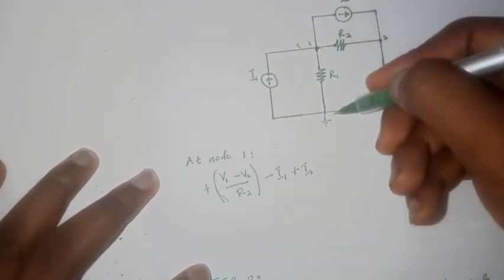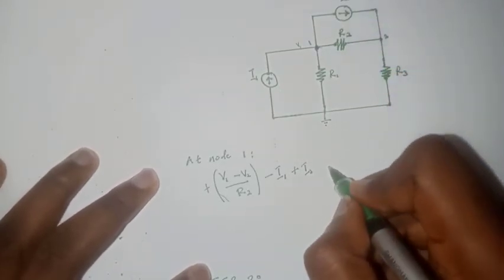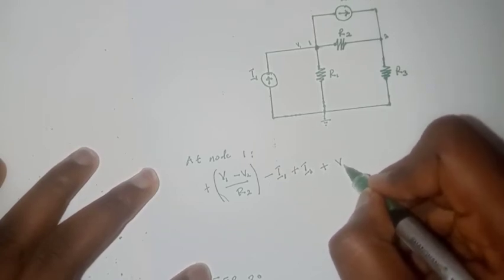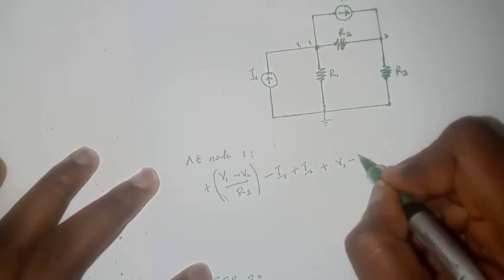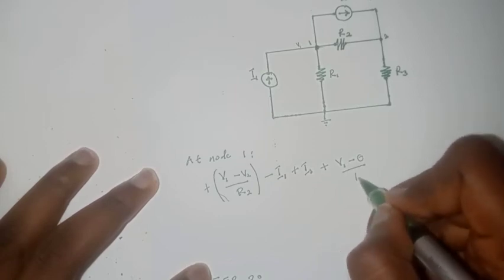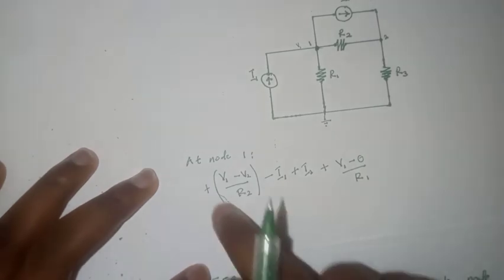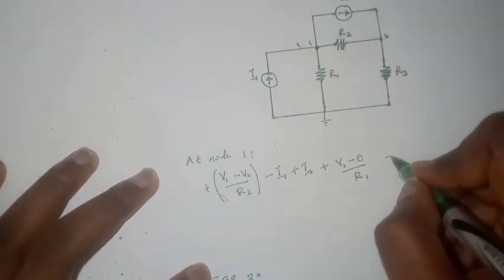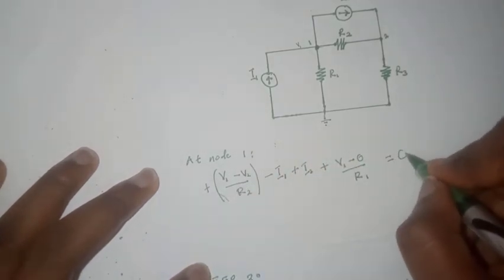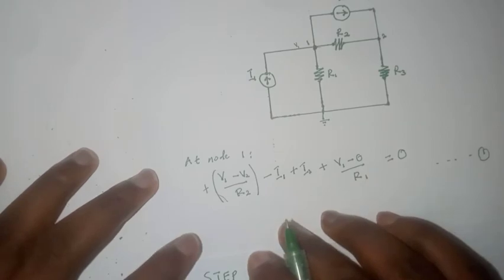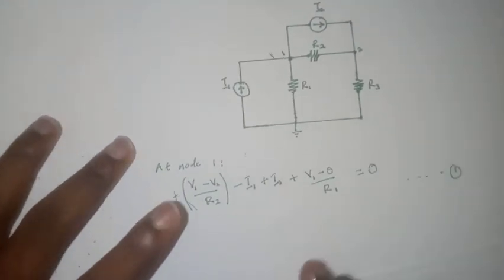Then we write for this branch. So that would be plus V1 minus 0 divided by R1. And by KCL, the summation of all these currents is equal to 0. And this would be our first equation. We can simplify further, but this is just an explanation, so no need to go through all the stress.